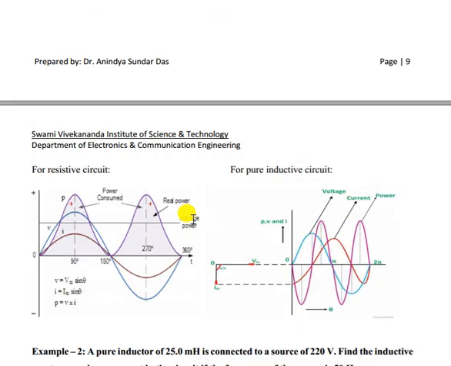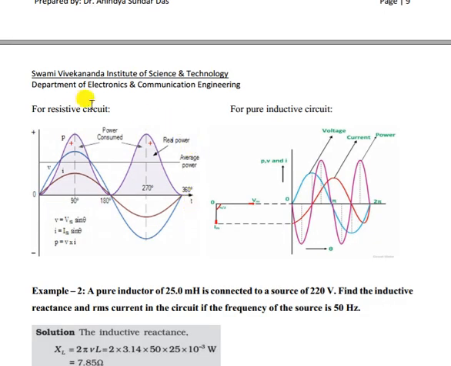Now we can understand that by plotting the resistive and pure inductive circuit V and I waveforms together. So this is your V waveform, and I is in phase with V.